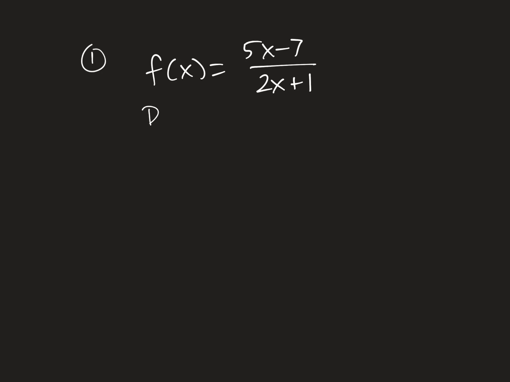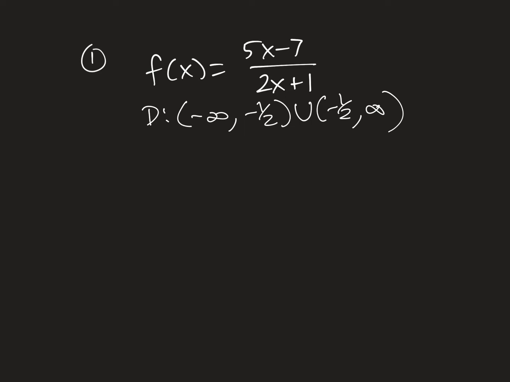So let's do example 1. Here's a function, and it's a rational function, something we did not long ago. So actually, let's do the domain and range first. The domain is easy. The denominator can't be 0, so we can't have x being -1/2. So negative infinity to -1/2, union -1/2 to infinity. The range is a little trickier, as always.